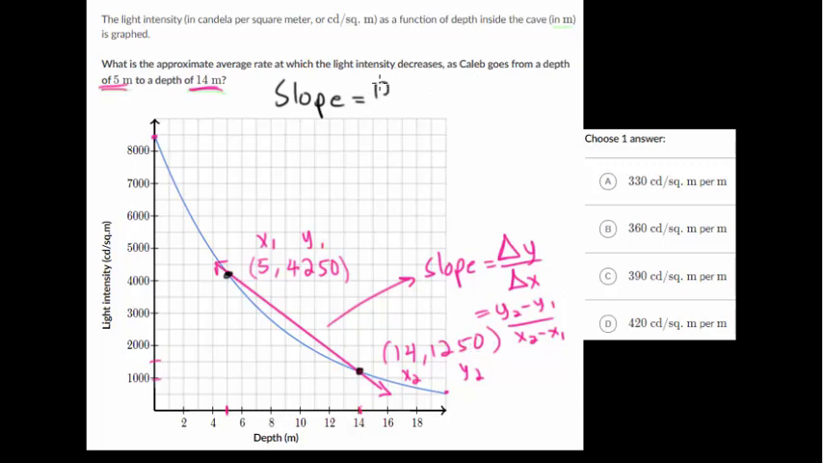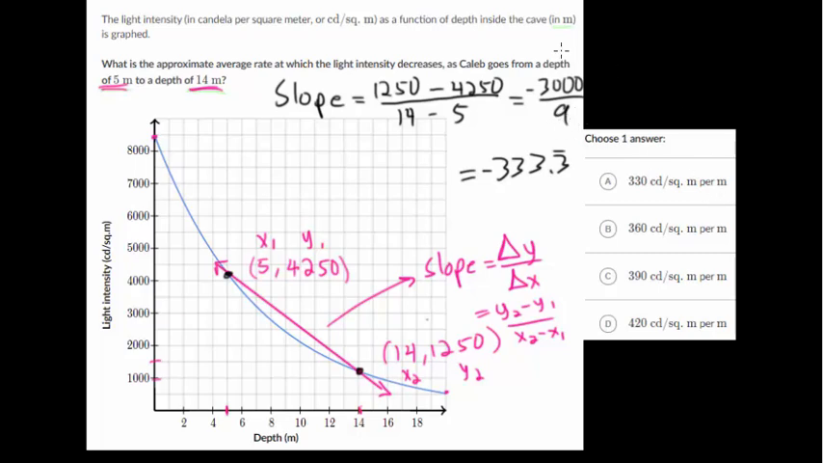And we just got to plug in y2 and y1. So we have 1250 for y2, and we're subtracting 4250 for y1. And then our x2 value is at 14, and our x1 is at 5. So we can simplify this. This is minus 3000 divided by 14 minus 5, which is 9. And if you plug this into the calculator, you get minus 333.3 repeating. And that's candelas per square meter per meter, right?